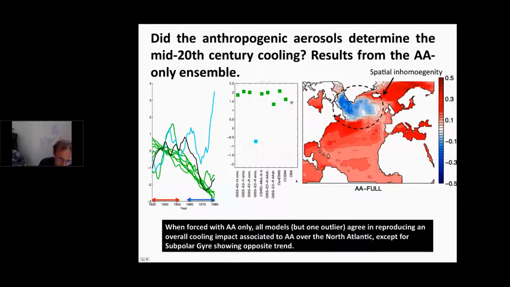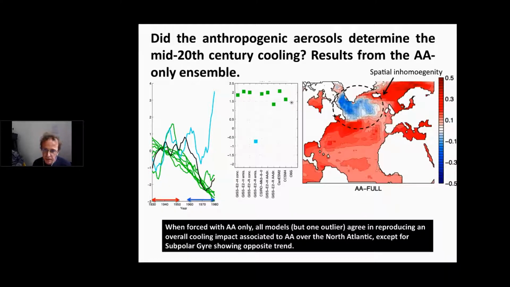But what is also interesting to look at is the spatial structure associated with this forcing. In the right panel, you see the multimodal ensemble. In this case, there's no problem in using the multimodal ensemble mean because all the models basically agree. And what is interesting to notice is that the sign of the change is, by and large, negative all over the place, but there is an area here over the subpolar basin where the tendency has an opposite sign. So the climate system is not responding homogeneously to the aerosol forcing.